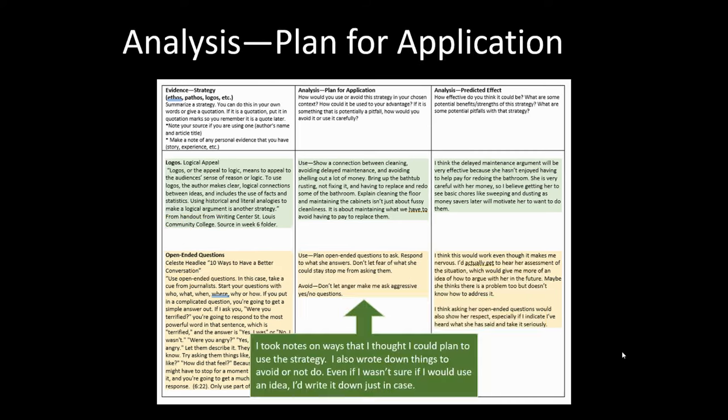All right. In the analysis plan for application, I took notes on ways that I thought I could plan to use the strategy. I also wrote down things to avoid or not do. Even if I wasn't sure if I would use an idea, I'd write it down just in case. So it ended up being easier for me to label them in terms of plans I could use, plans I could avoid. That just made it easier in my head. And what I noticed is I didn't end up using everything that I put in this column, but I was happy to have it there so that I remembered later.